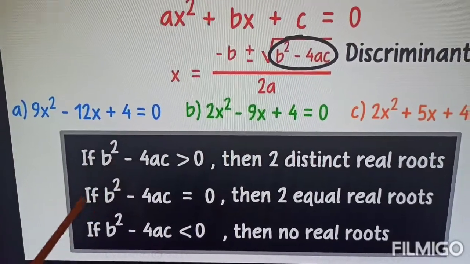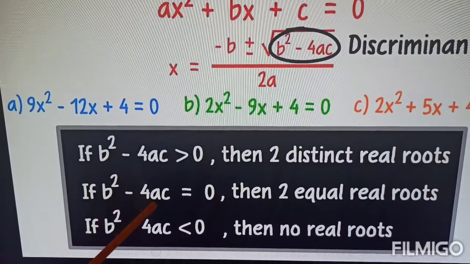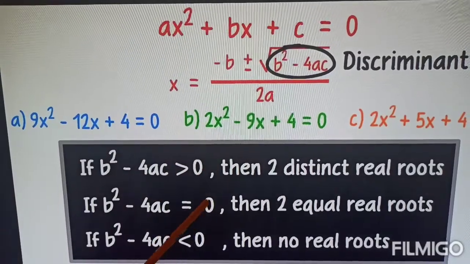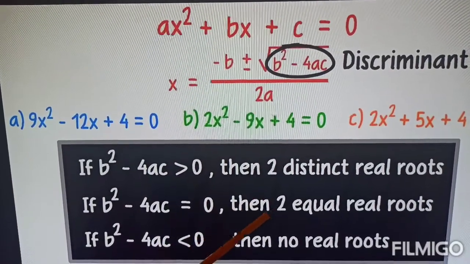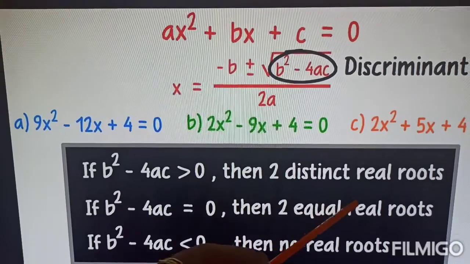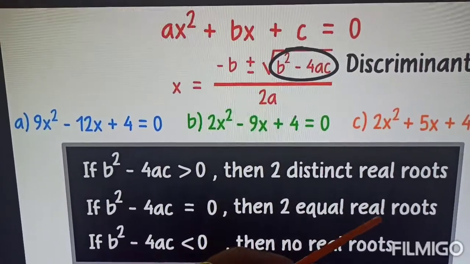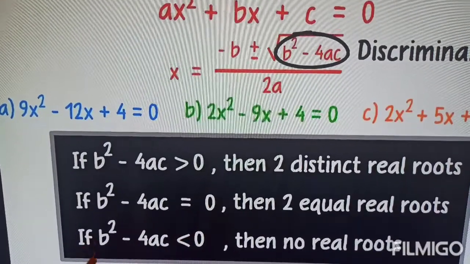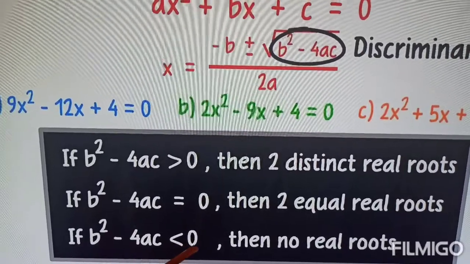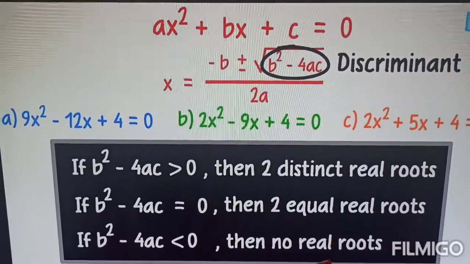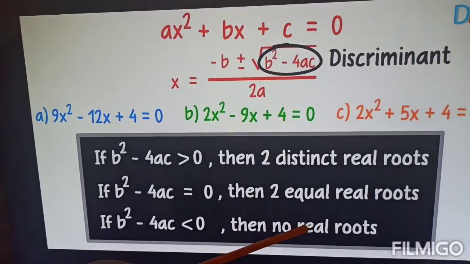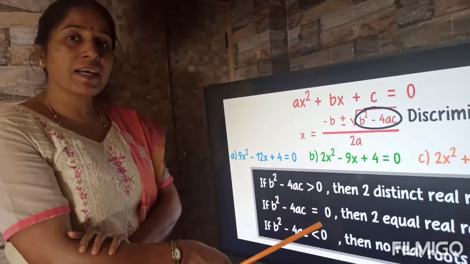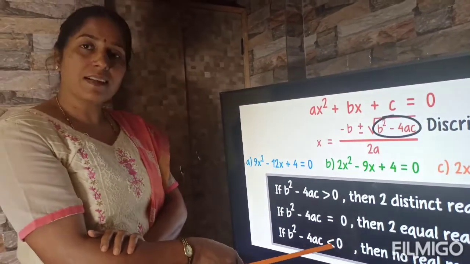After that, if b square minus 4ac is equal to 0, by solving this we get the value equal to 0, then the roots will be real and equal. Equal and real roots we will get if it is equal to 0. If b square minus 4ac is less than 0, then no real roots. That means we will get imaginary roots if it is less than 0.